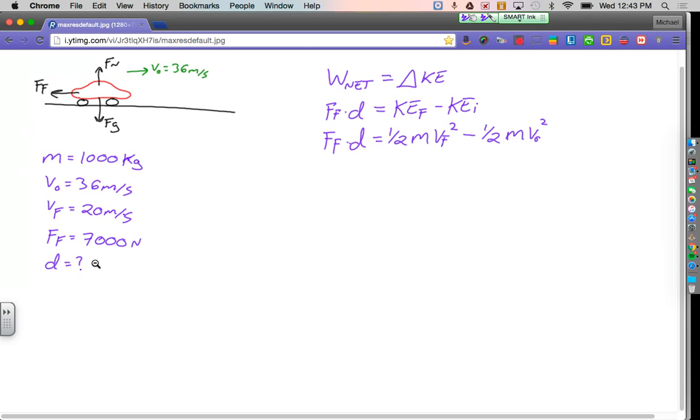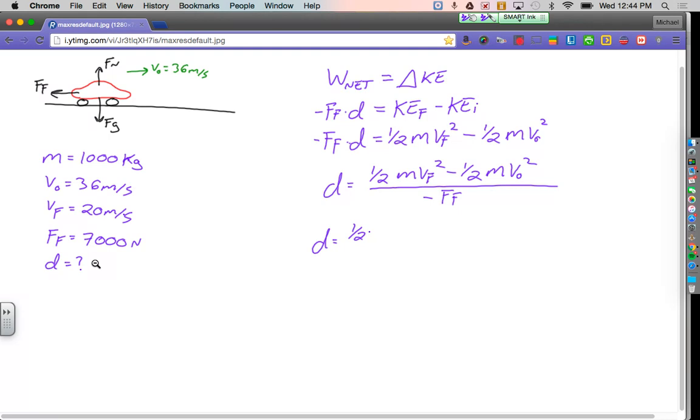Actually, I made one small mistake: the force of friction is going in the opposite direction of the way we're going. If to the right is positive, the work done by friction is to the left, so that should be a negative there. Now I can divide by my force of friction. On my right side I have 1/2 mass times final speed squared minus 1/2 mass initial speed squared, all divided by that negative force of friction. Now I can plug in my numbers and solve.